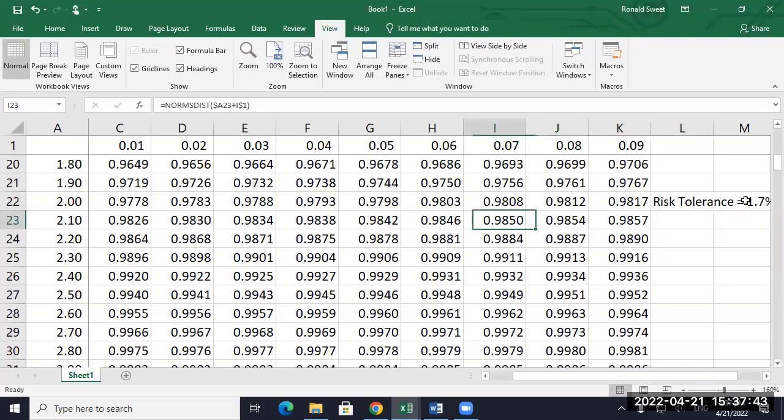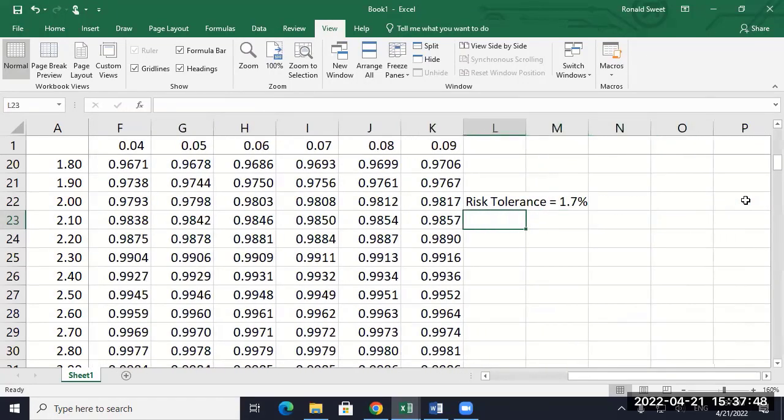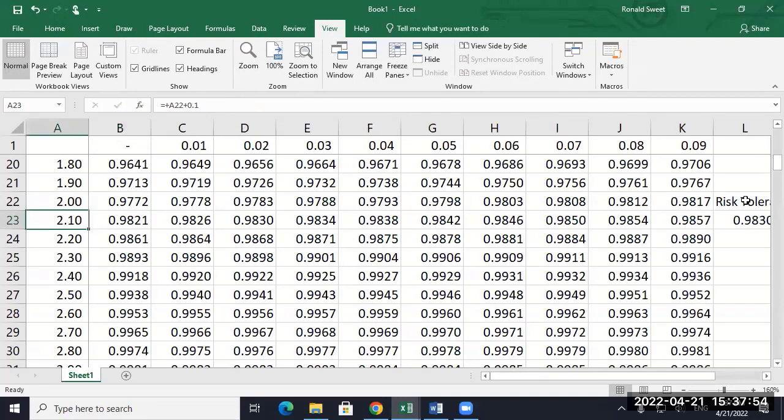You notice 1.7% is nowhere in the table. So what are you looking for? 1 minus. So we're looking for 98.3. Do y'all see 98.3 anywhere in there? A 1.7% risk tolerance would be how many standard deviations? 2.13, 2.12, right? So that would be your number.